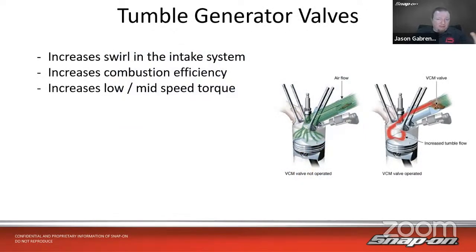So that kind of goes a little bit hand in hand with our variable runner intakes. We also have tumble generation valves in here. So it increases swirl in the intake system, which increases combustion efficiency, especially at low speeds, startup, low RPM, increases the low and mid speed torque there.